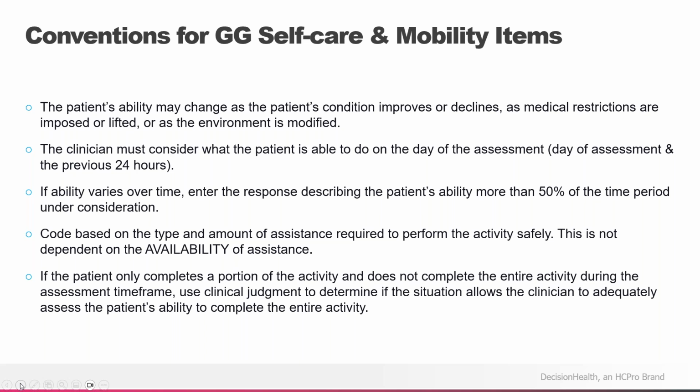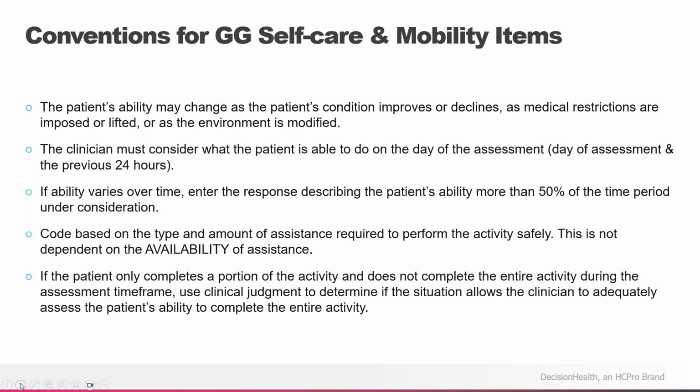Next, we're going to look at conventions for the GG self-care and mobility items. We're going over the self-care items today, but these are going to apply to the GG0130 mobility items as well. We know, again, the patient's ability may change as the condition improves or declines, restrictions are lifted or imposed, or the environment's modified. Day of assessment is what we're going to look at on these items as well. What they're able to do 50% of the time. Code based on the type and amount of assistance required to perform the activity safely.